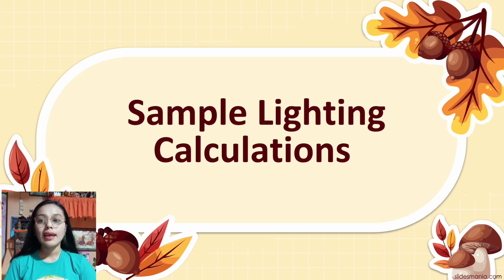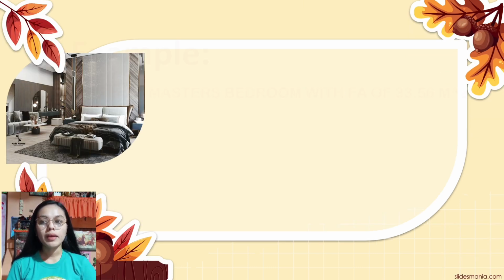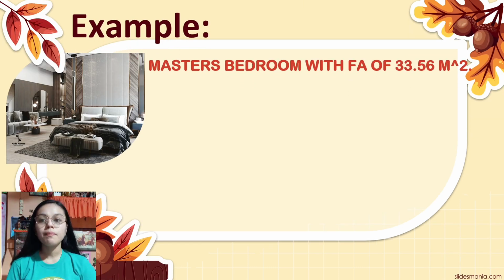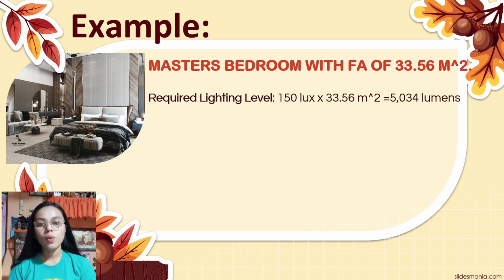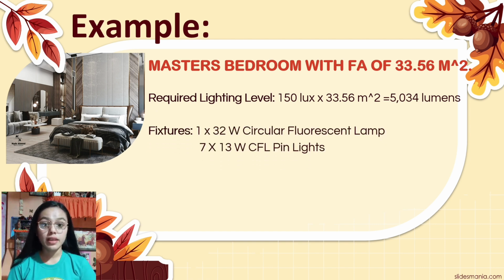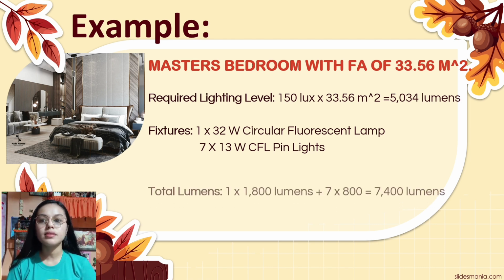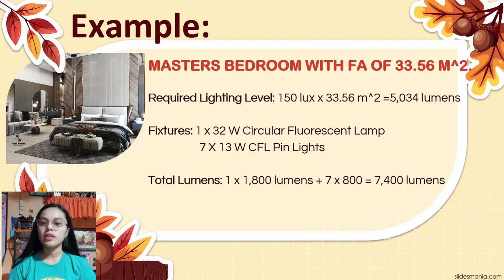Good day, everyone. Now we will be going to have some sample calculations based on the given examples from the reference. Here, we will compute the required lighting level and the total lumens of the fixtures presented in a master's bedroom with a floor area of 33.56 square meters. It is stated here that the required lighting level is 5034 lumens and the total lumens of the given fixtures are 1 times 1800 lumens plus 7 times 800 lumens, which equals 7400 lumens all in all.